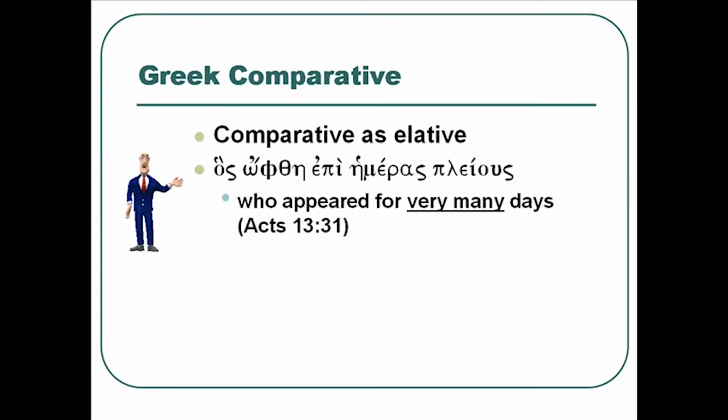So for example, in Acts 13:31 we have hos ophthe epi hemeras pleious, who, the relative, appeared, the verb form there, for very many days. Hemeras is days. Pleious is actually the comparative form of polus, which means many. But they use the comparative here in an elative sense, intensifying it, so it's for very many days, which is called the elative use of the comparative as an intensifier, very many.